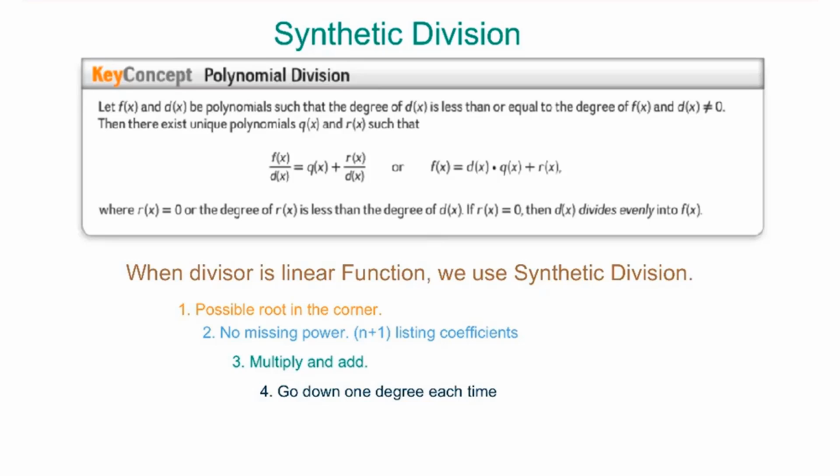Today's lesson is about synthetic division. For f of x over d of x, we can write down quotient plus remainder over divisor. Q of x, that is a quotient. R of x, that means a remainder. D of x, that's a divisor. Or you can write it this way: f of x equals divisor times quotient plus remainder.